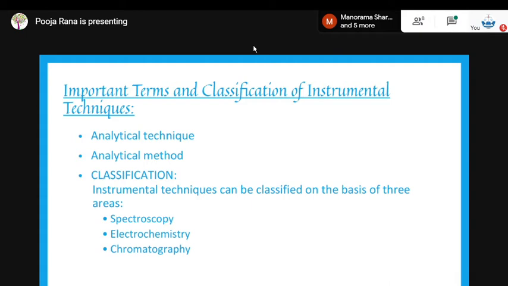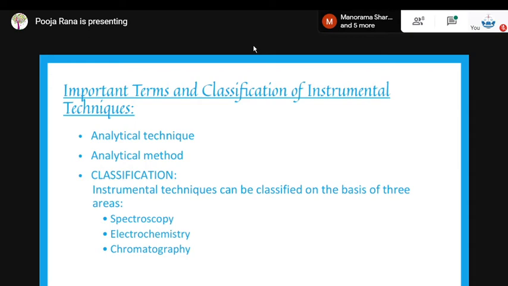Talking about the spectroscopic techniques, here we'll be focusing on UV visible spectroscopy, fluorescence and phosphorescence spectroscopy, and infrared spectroscopy. So, firstly, talking about UV visible spectroscopy. It is a type of absorption spectroscopy in the ultraviolet visible region of the spectrum.